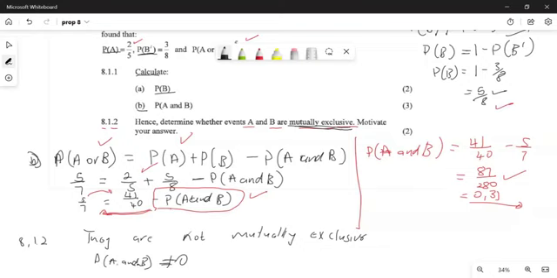If the probability of A and B is equal to 0, then they are mutually exclusive. We should give a reason for our answer. So we say they are not, and that's one mark. Then giving a reason, motivating your answer: the probability of A and B is not equal to 0. Then you get another mark for that. Venn diagrams again.